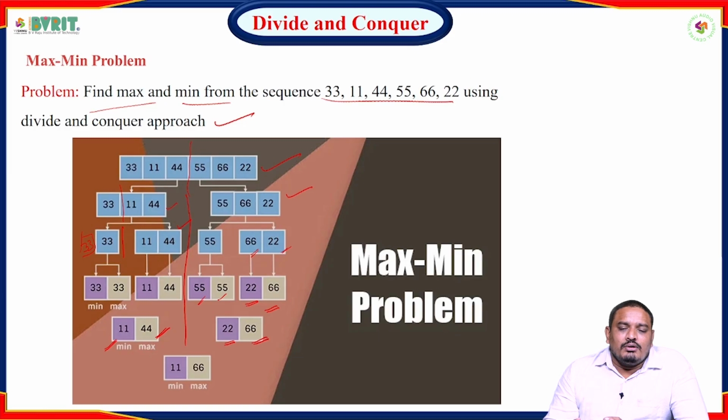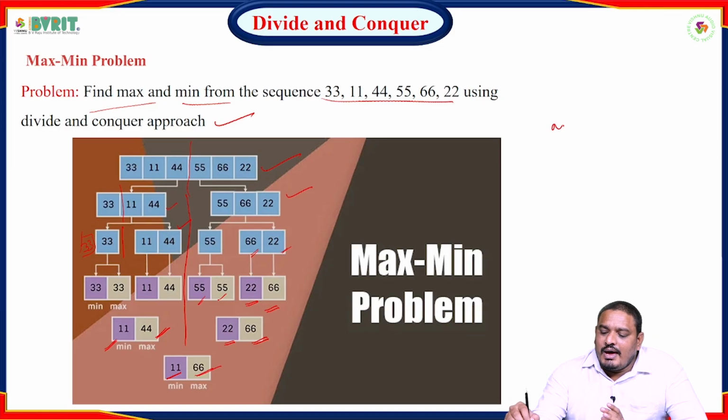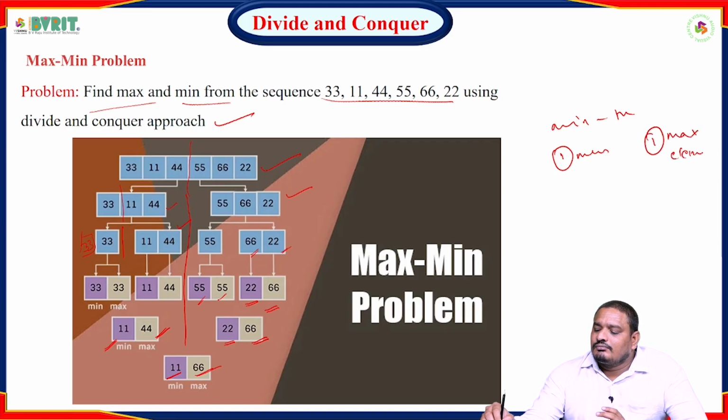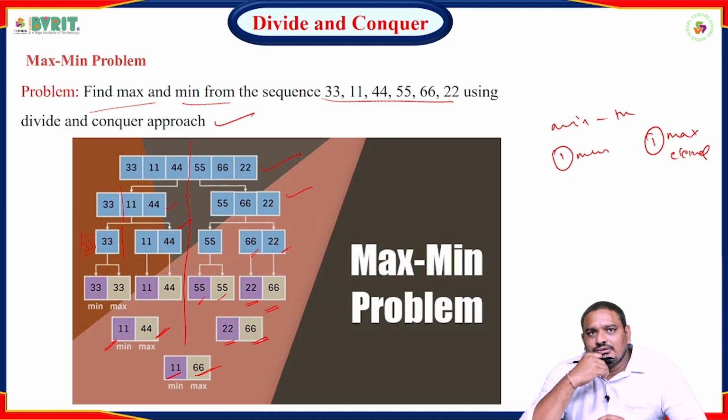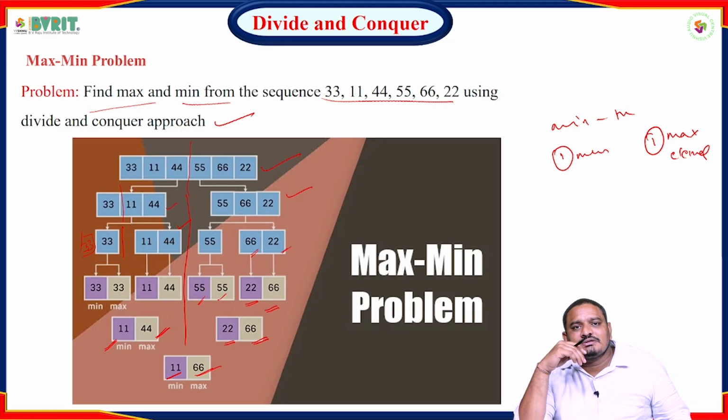Again, for this sequence we find the solution of the next subproblem. In these four elements, which one is the minimum and which one is the maximum? The minimum is 11 and the maximum is 66. Finally, in the minimax problem, we have to find the solution as only one minimum element and only one maximum element. That is called the minimax algorithm.